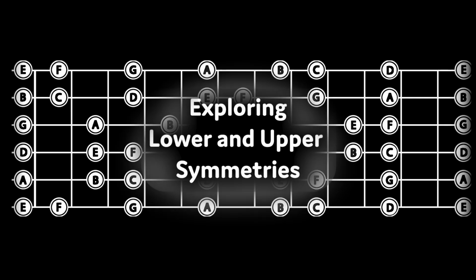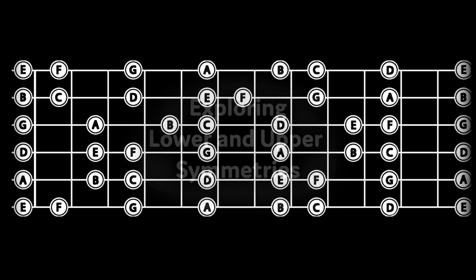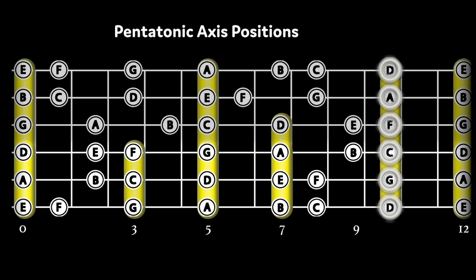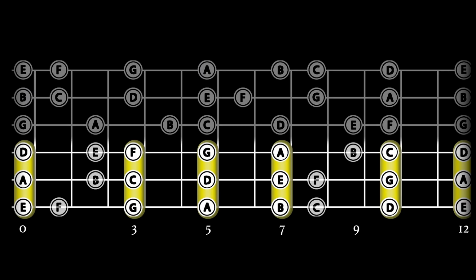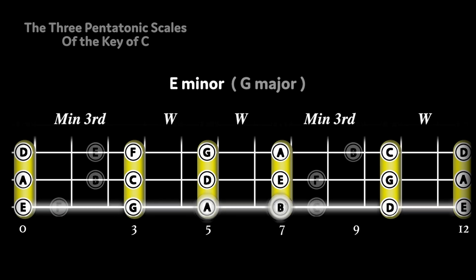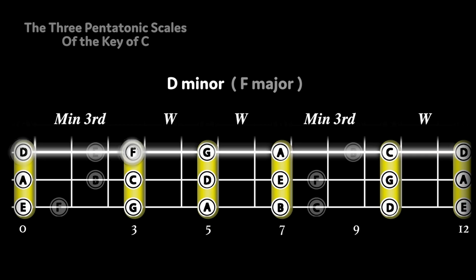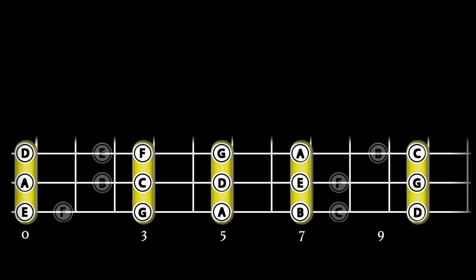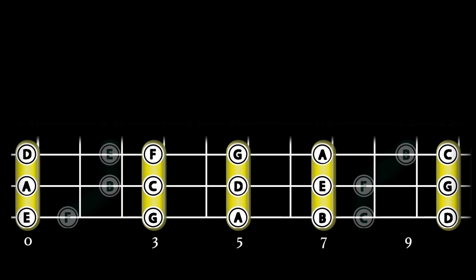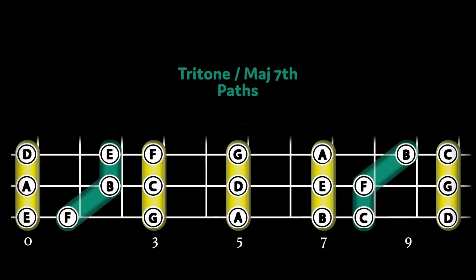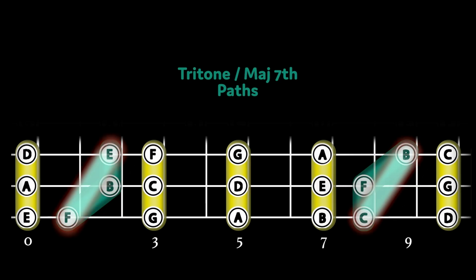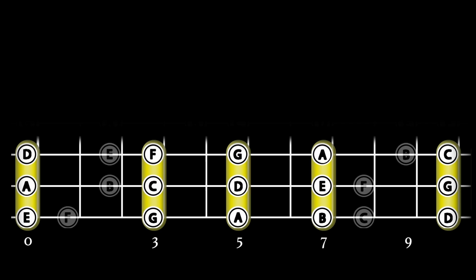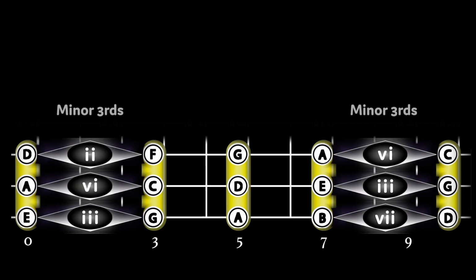The first stop on our grand tour, the pentatonic axis positions, and the three pentatonic scales aligned on them. This accounts for all but 6 note positions on the 3 low strings in the key of C, which comprise 2 instances of the tritone and the 2 major sevenths of the key. Also revealed by these axis positions is the alignment of the major and minor thirds within the 3 pentatonic scales of the key.